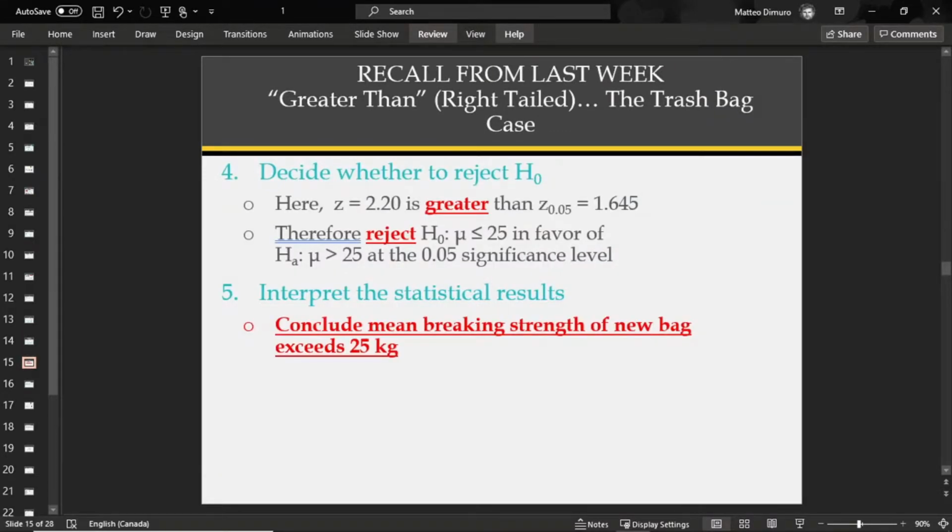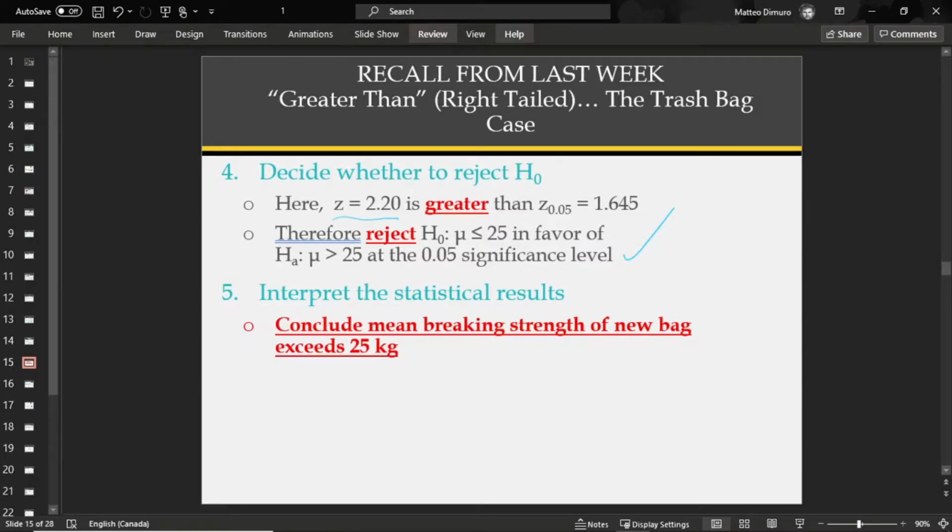So in this case, Z is 2.2, and that's greater than 1.645, so therefore we reject H0, that mu is less than or equal to 25, in favor of HA, that mu must be greater than 25 at the 0.05 significance level. Okay, you must say that, and then the last step is to write it in managerial terms, or in English, right? So conclude that the mean breaking strength of the new bag exceeds 25 kilograms. Be careful how you word it.